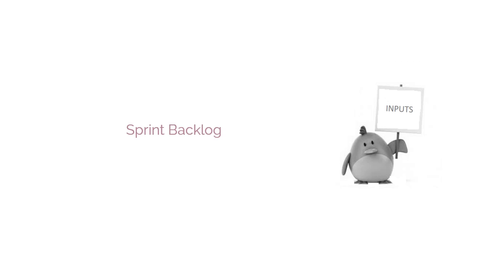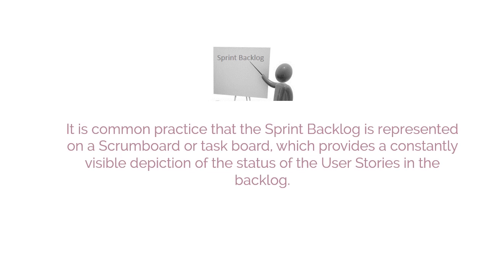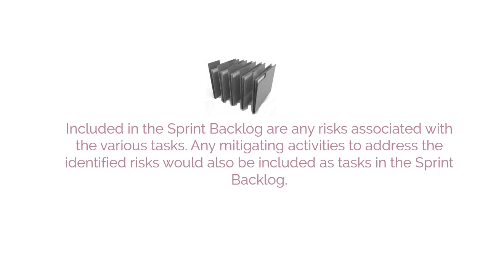Next source of input is the Sprint Backlog. The list of the tasks to be executed by the Scrum team in the upcoming sprint is called the Sprint Backlog. It is common practice that the Sprint Backlog is represented on a Scrum board or task board, which provides a constantly visible depiction of the status of the user stories in the backlog. Also included in the Sprint Backlog are any risks associated with the various tasks. Any mitigating activities to address the identified risks would also be included as tasks in the Sprint Backlog.